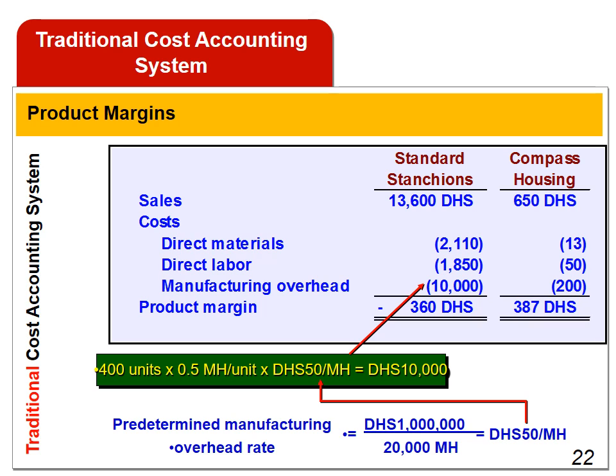In this case, the predetermined overhead rate would be 50 DHS per machine hour. The manufacturing overhead assigned to stanchions and the compass housing would be 10,000 dirhams and 200 dirhams, respectively. The product margins for stanchions and compass housings would be a negative 360 dirhams and 387 dirhams, respectively.